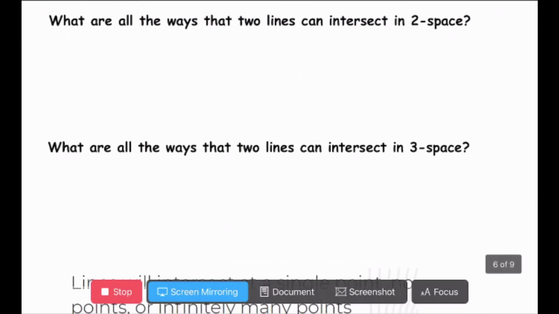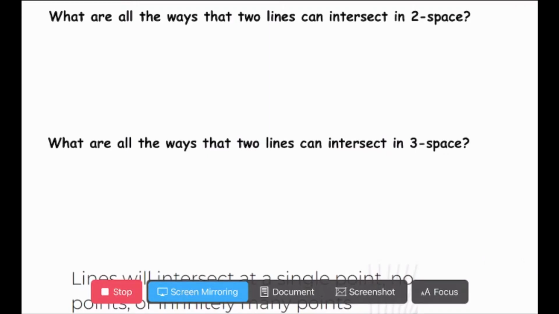Let's do a little bit of review and collection of knowledge. Let's answer some of these questions together. First of all, what are all the ways that two lines can intersect in 2 space, or R2? Or we can also think of it as, what are the different numbers of solutions we can have to our system of linear equations.